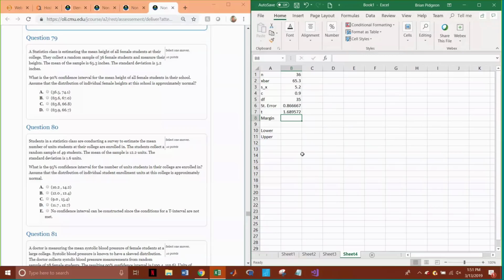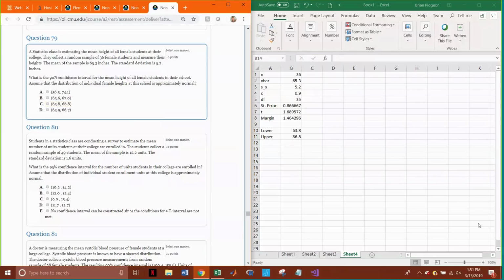Once we get this, it's really the exact same. Our margin of error is just our standard error times t. And then we get our lower and upper estimates by doing x bar minus the margin of error and x bar plus the margin of error. They're all rounded to 1 decimal place, so we get a confidence interval of 63.8 to 66.8. Done.